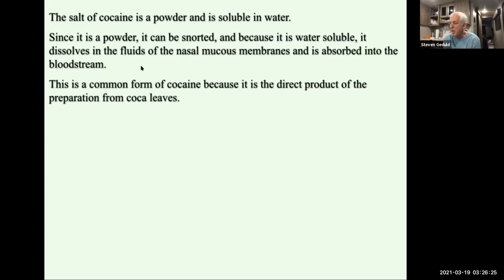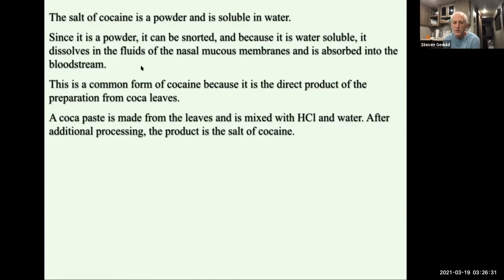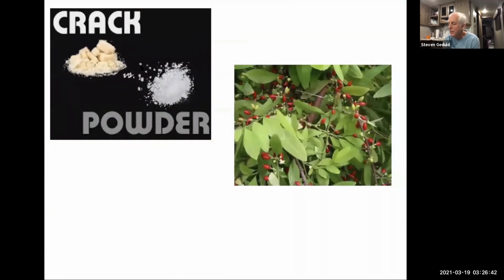This is a common form of cocaine because it's the direct product of the preparation from the coca leaves. It's a coca paste. It's made from the leaves, and they mix it with hydrochloric acid and water. After processing, the product is the salt of cocaine. So there's the crack, and what's called free basing it.